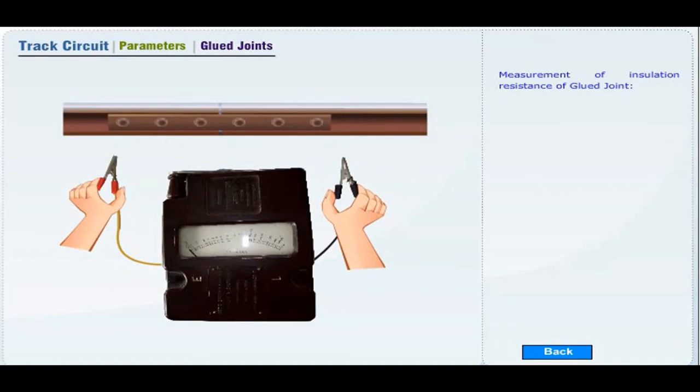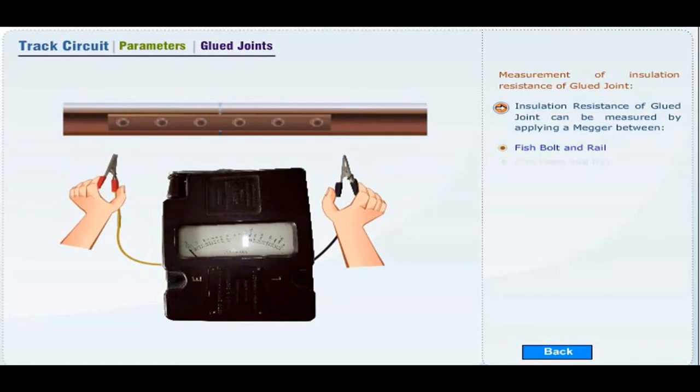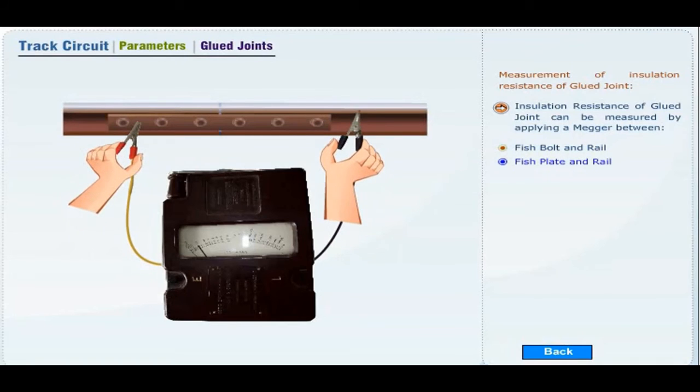Measurement of insulation resistance of glued joint. Insulation resistance of glued joint can be measured by applying a megger between fish bolt and rail, fish plate and rail.